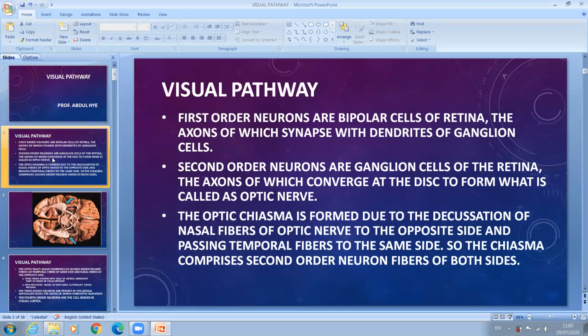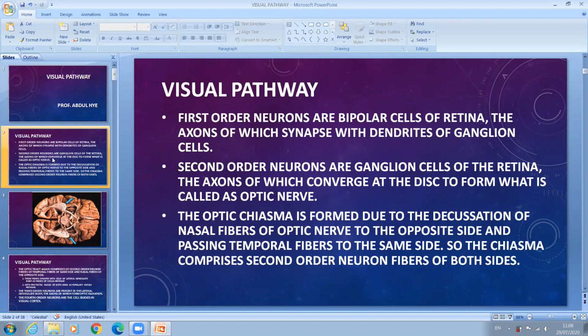And these are the axons of the ganglion cells which converge on the optic disc and exit the eyeball in the form of the optic nerve. These optic nerves join each other at the chiasma, and the nasal fibers cross to the opposite side, and the temporal fibers remain on the same side. Then they form the right and left optic tracts. These optic tracts end in the geniculate body. This is present in the thalamus, and this is the lateral geniculate body. So here, the second order neurons, which arise from the ganglion cells, end and synapse.